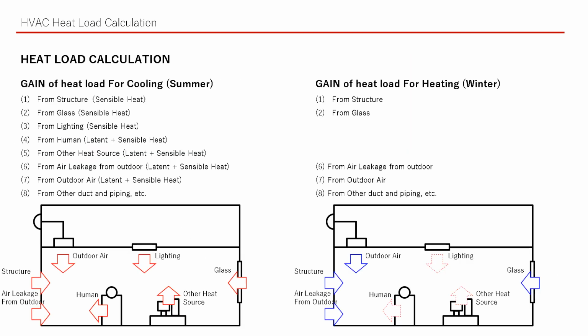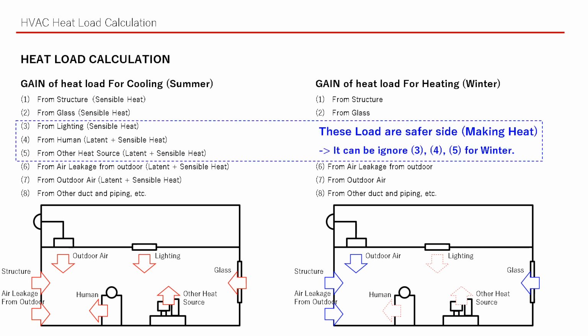Let's first understand what kind of heat load is to be calculated. There are two major calculations, for summer and winter. For summer, we will calculate these loads. But for winter, several loads do not need to be calculated compared with summer. It's because these loads are on the safer side, meaning they only make heat. So these loads can be ignored for calculation in winter. Based on this background, we will explain the method only for summer in this movie.